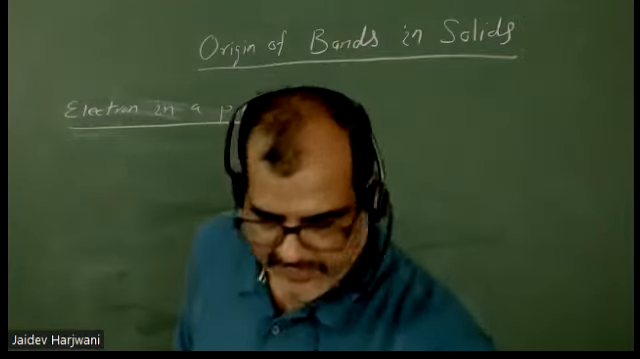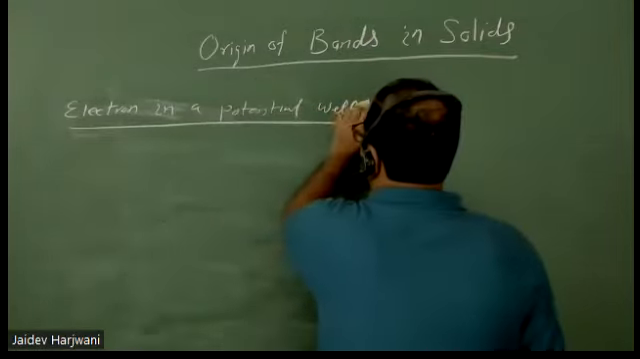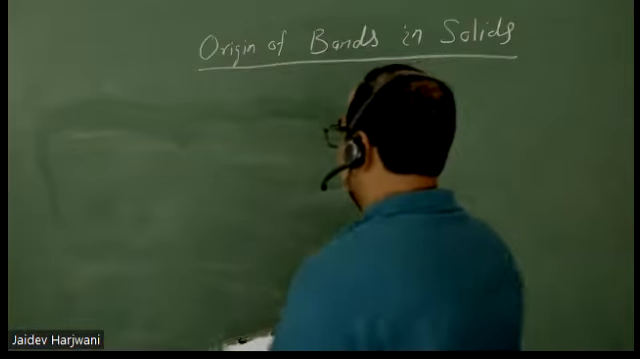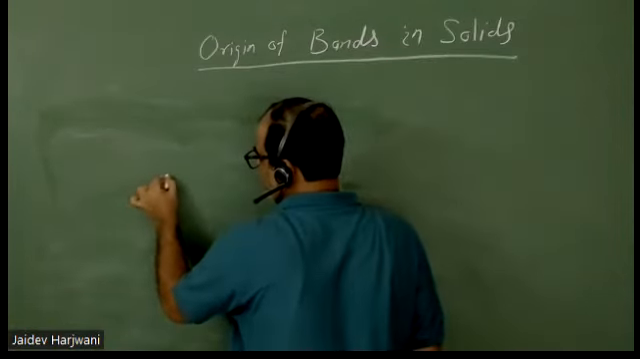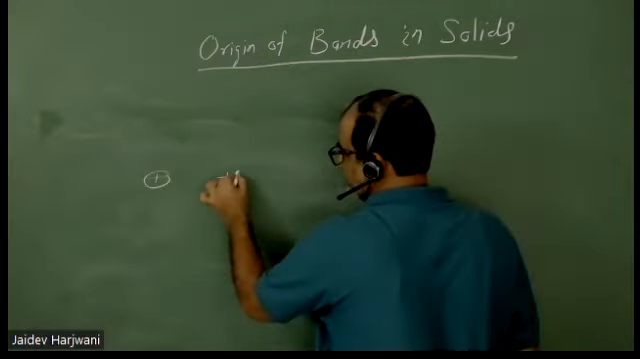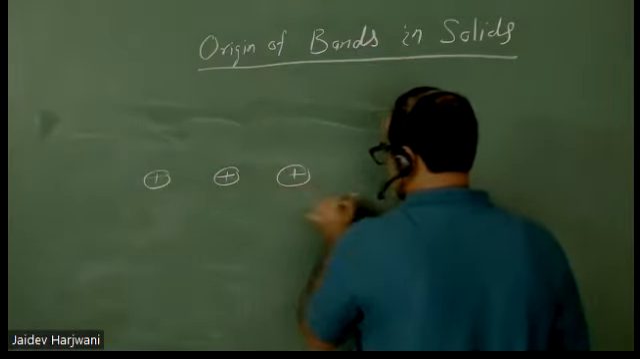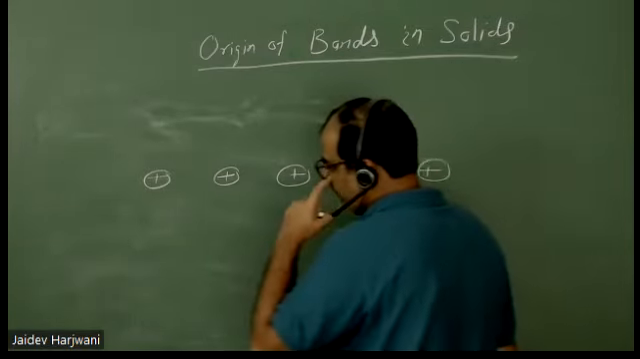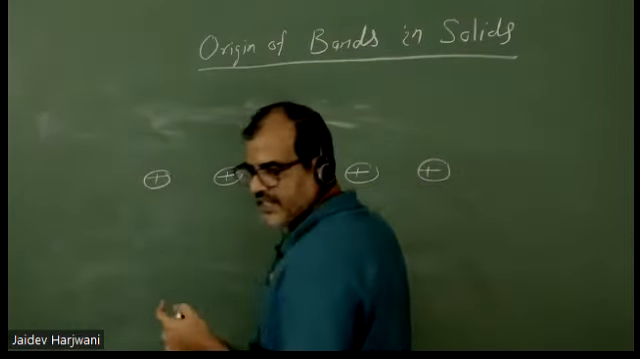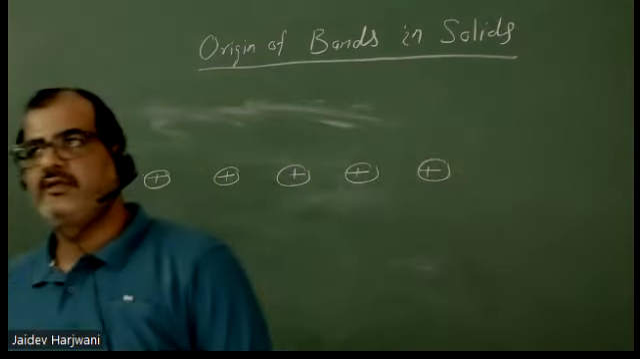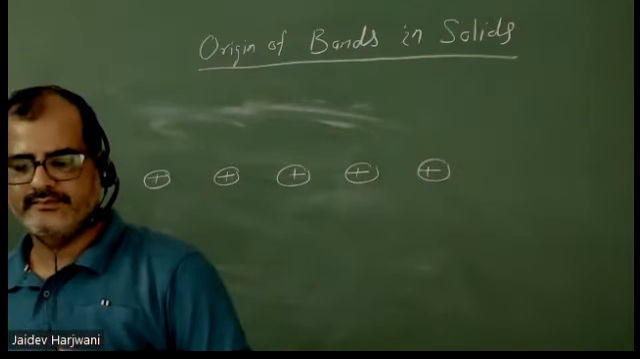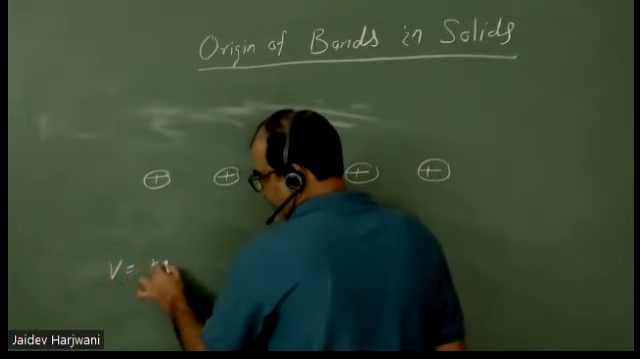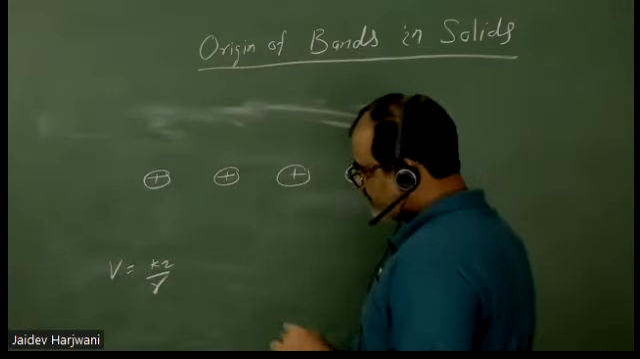Now we want to see the real solid case. Real solid case means if I have a potential, in a real solid I have ions. Now if I want to draw the potential of an ion, how can I draw it? What is the potential of an ion? It is of the form KQ by R. So that is called the Coulomb potential.